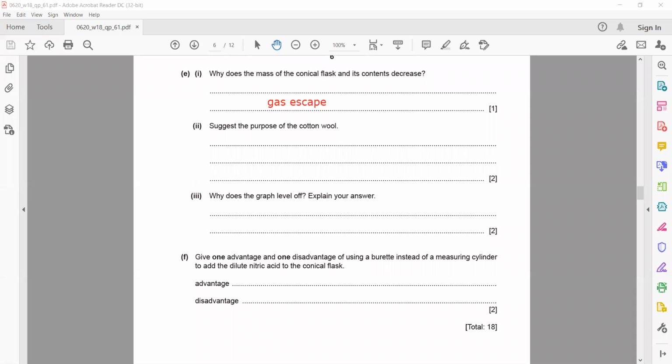Suggest the purpose of the cotton wool. Why do we use this cotton wool? Not letting the content escape, because otherwise practically it will not be correct if the mixture escapes. We only want to prevent the content from escaping. That's right. We only want the gas to escape, but the content will not escape. That's why we put it, otherwise, if you want a gas to escape, without placing cotton wool this can be done. But what is the purpose of the cotton wool? It will not let the content escape.